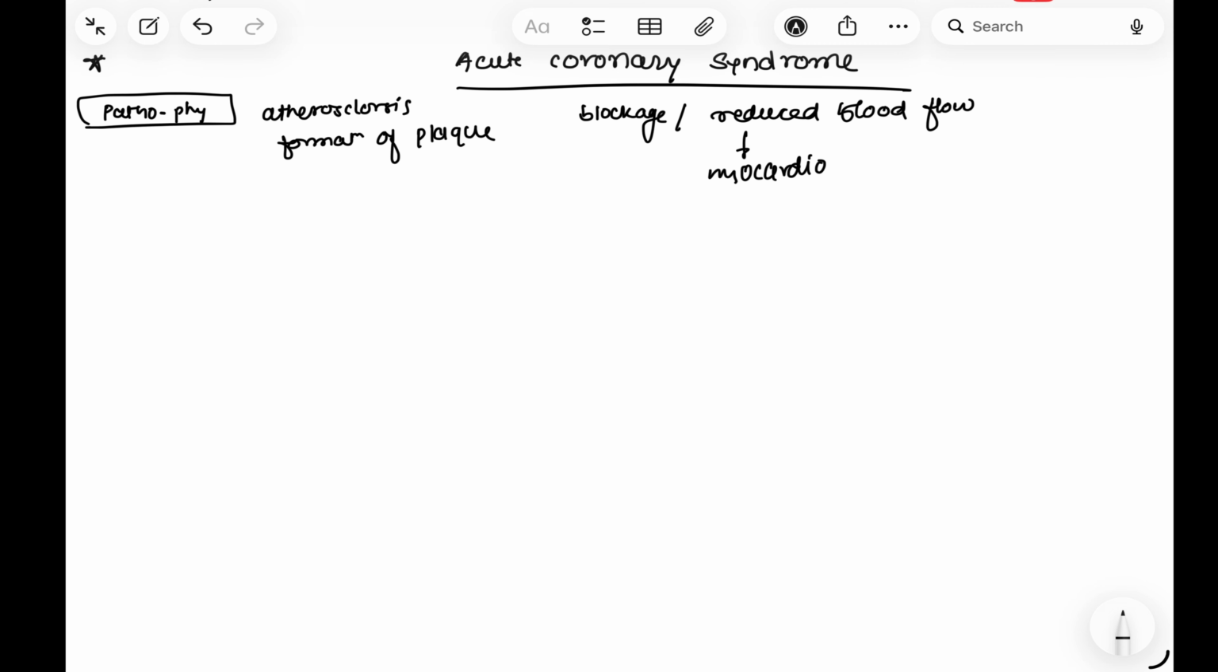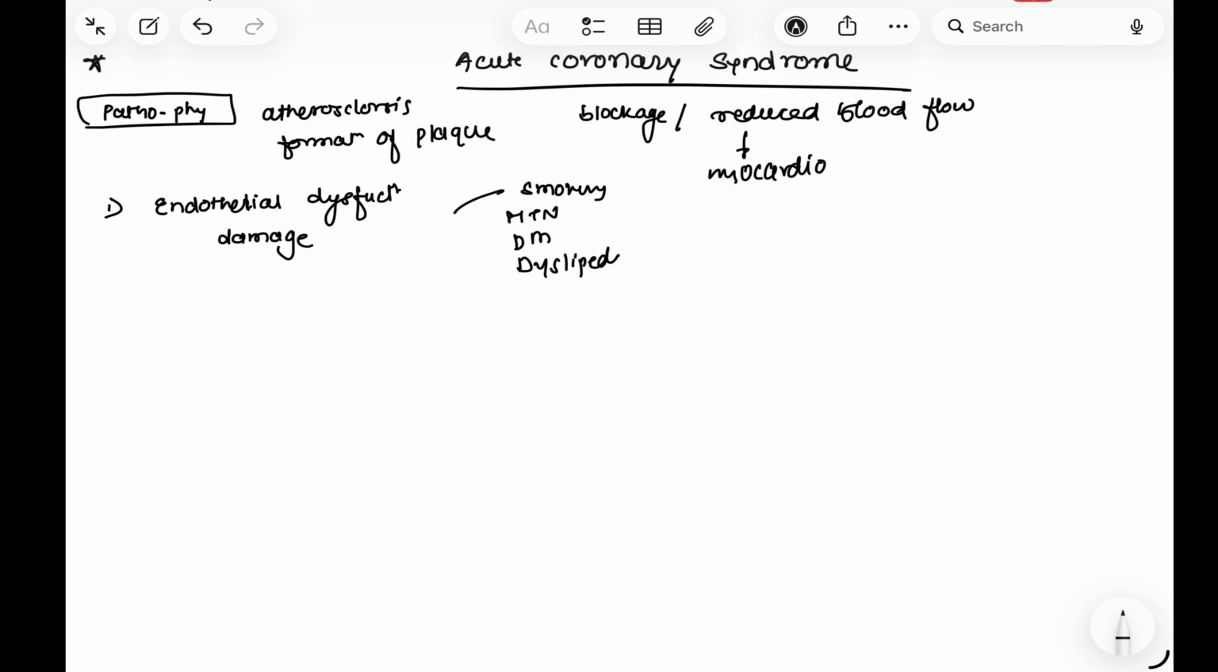So what are the steps of plaque formation? The first step is endothelial dysfunction, or we can say damage, right? There are a few factors that are responsible for this endothelial dysfunction, and these are smoking, hypertension, diabetes mellitus, and dyslipidemia, right? So these are the risk factors responsible for endothelial dysfunction.